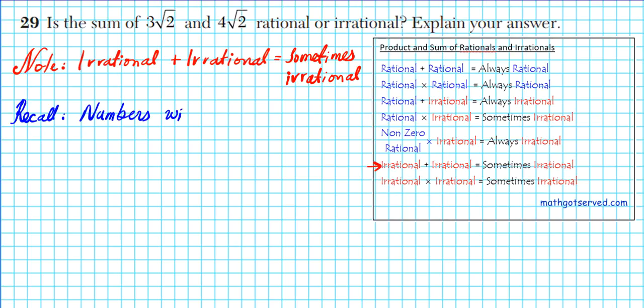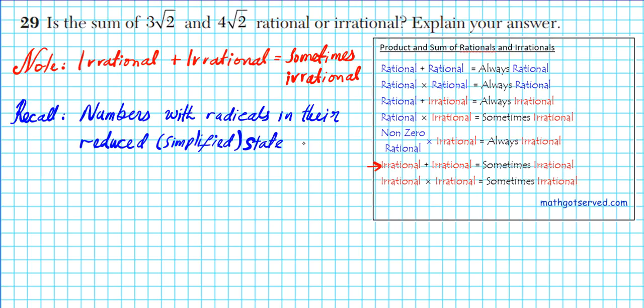Okay, so numbers with radicals in their reduced state. Now this is key. The state of the number has to be reduced completely. Okay, reduced, or you can call it simplified. Numbers with radicals in their reduced or simplified states are irrational, because there is no way you can express a simplified radical as a quotient of two integers, which is what rational numbers are. So keep that in mind.